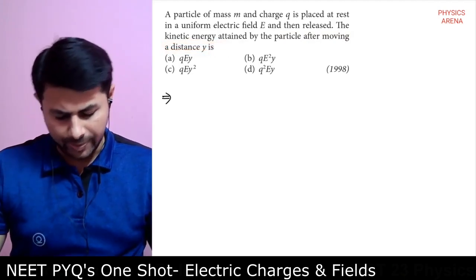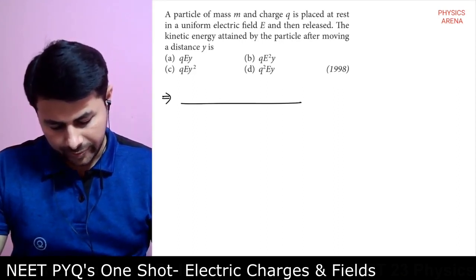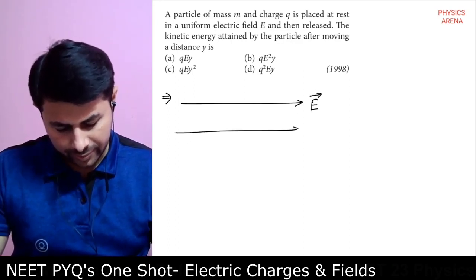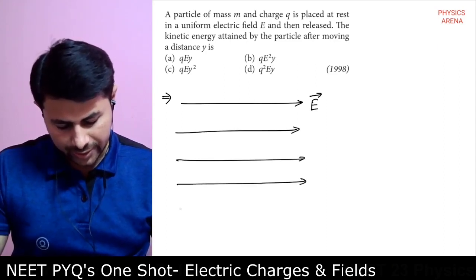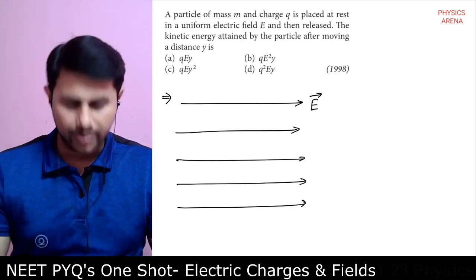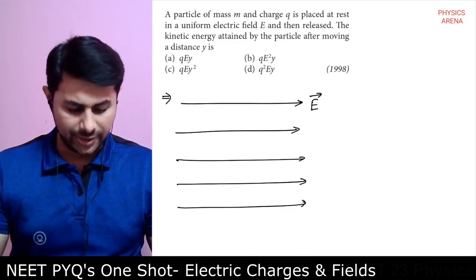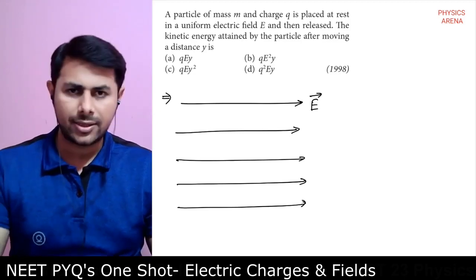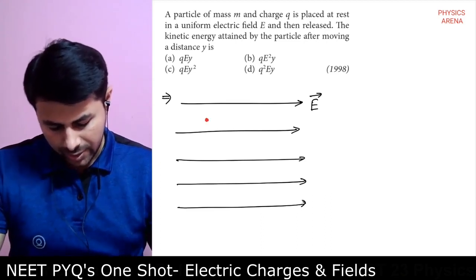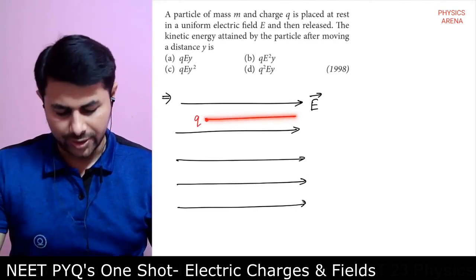So see, there is a particle in a uniform electric field. So the electric field is constant. This is the electric field, it's directed like this. These are electric field lines drawn to show a uniform electric field. They are equidistant, that means the lines are equally spaced, so the electric field is uniform. They are directed in the same direction. Now you keep a charge here. So what will happen? The charge gets pushed by the electric field in this direction.